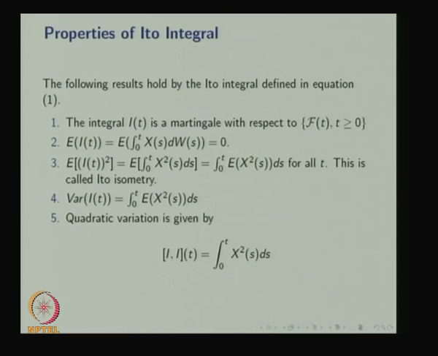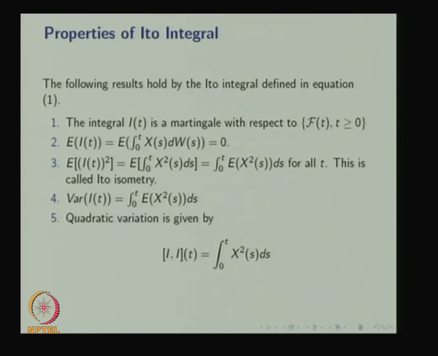Second property: expectation of I of t is the same as the expectation of the integration from 0 to t, by the definition, that will be 0. Since it is a martingale, it will have a constant mean. Therefore, expectation of I of t is the same as expectation of I of 0, and you know how to evaluate expectation of I of 0, that will be 0.